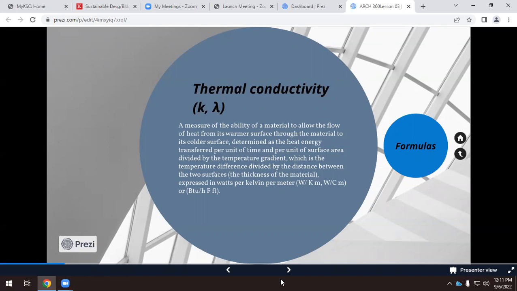Then if we put together different materials, and building walls means that we have different layers of different materials, if we put everything together, then we can calculate the thermal resistance of that wall. Okay, so we have two different things: thermal conductivity for a material itself, thermal resistance for different layers of different materials. So what is thermal conductivity? It's a measure of the ability of a material to allow the flow of heat from its warmer surface to the colder surface. So it's the ability of a material to allow the heat flow.